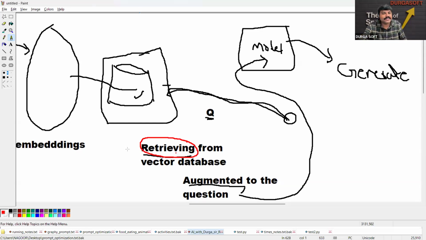Now, what is the second word? Please confirm. Augmented. Augmented means combined, add, something like that. Augmented these vector embeddings to your input. Now, input plus vector embeddings are going to be sent to which one? The AI model. Now, the model is going to generate.